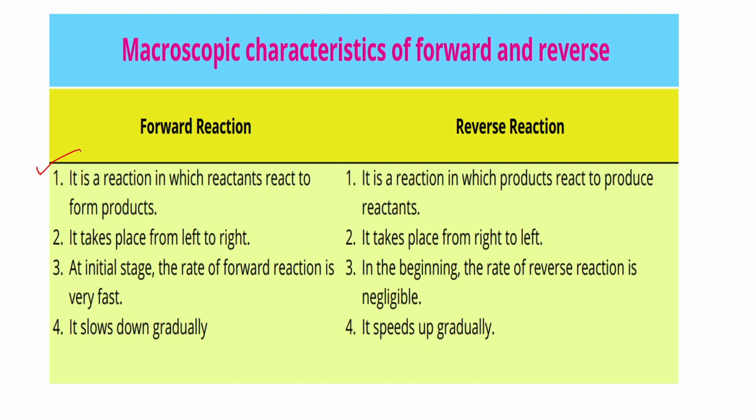In the context of the forward reaction, the first point is that the reaction will proceed from the reactants to the products. We can say that it is a reaction in which the reactants react to form the products. Contrarily, in the reverse reaction, the products react to form the reactants. It means both have the same magnitude but their direction will be opposite.